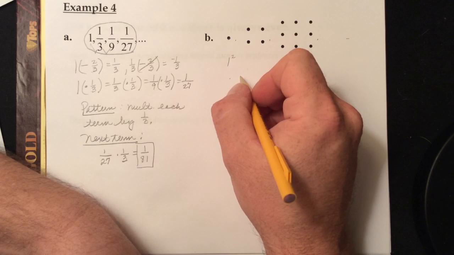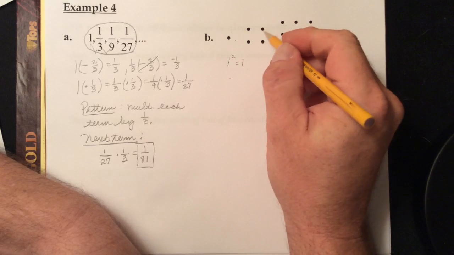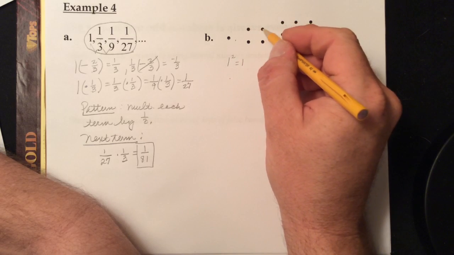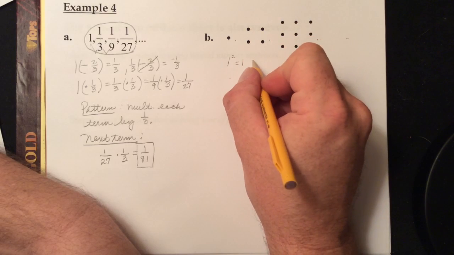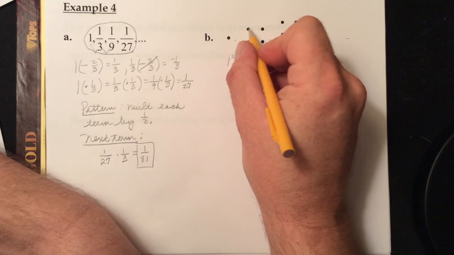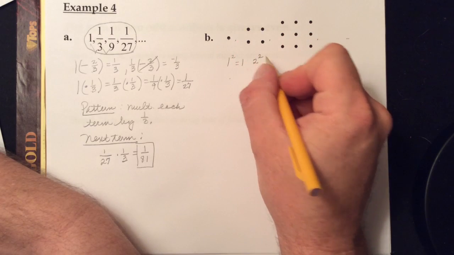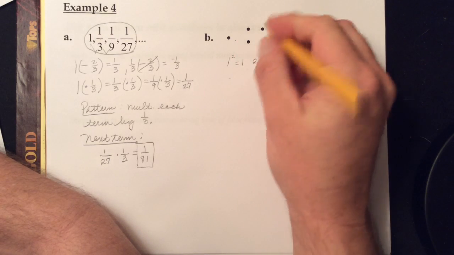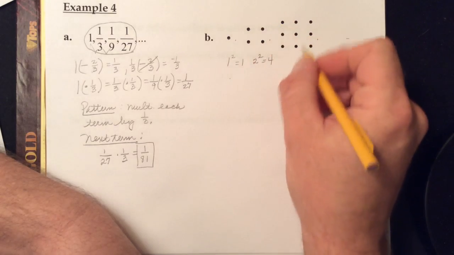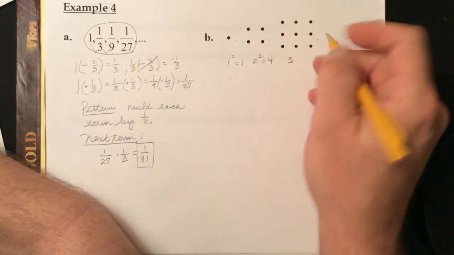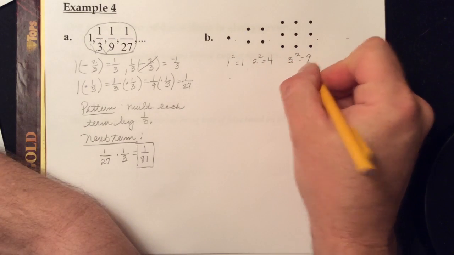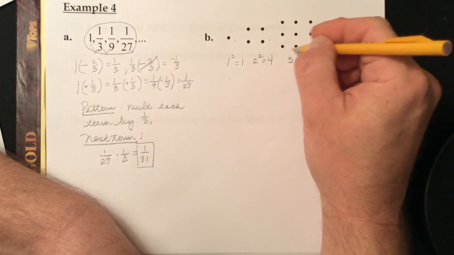Well, when we square 1, we get 1. Here we've got 2 rows and 2 columns, or 4 dots. So this is really 2 rows and 2 columns, a square, and we square it and get 4. And that makes sense because we have 4 dots. And here we have 3. We square it, we have 3 rows and 3 columns, and we get 9, which means 9 dots.